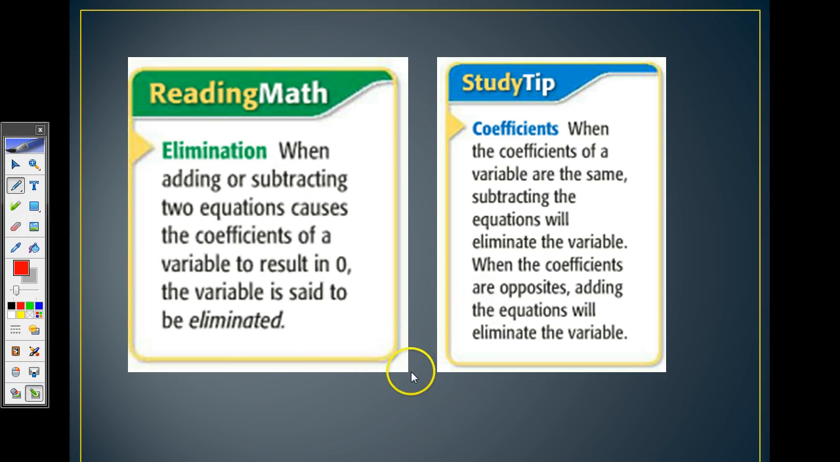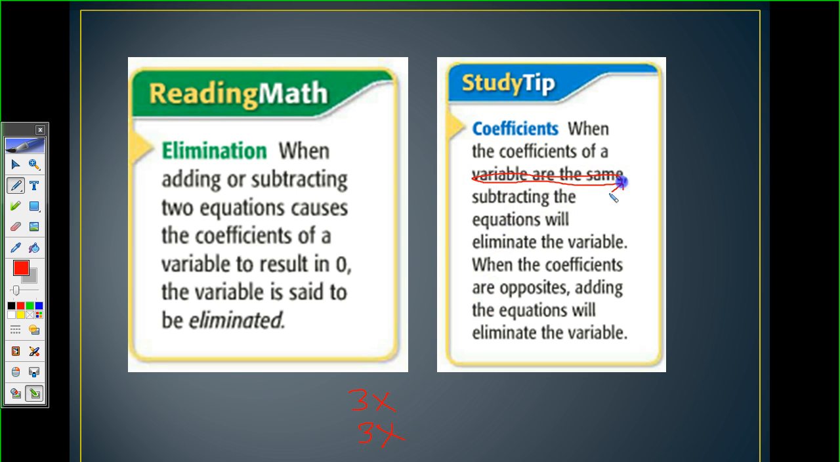So what does that mean? If you had a 3x and a 3x, okay, so if the variables are the same, and in this case it is, then you would subtract these two to get rid of it. Second part, if they are opposites, such as 4x and a negative 4x, in this case, you're not going to subtract to get rid of it. You're actually going to add. So 4x plus negative 4x will get rid of it. So that's what they mean here. If they're the same, then you subtract. If they're different, opposites, then you'll add.